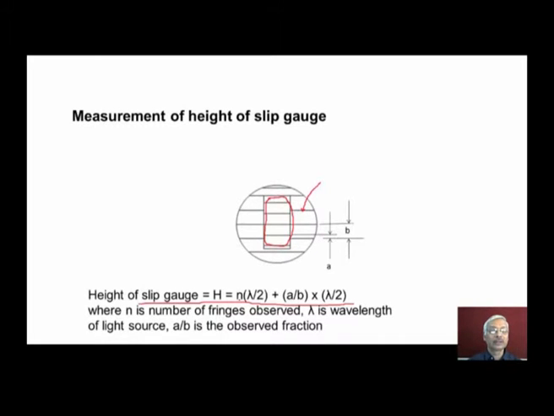So here n is the number of fringes observed, lambda is the wavelength of the light source, and a by b is the observed fraction. So there is provision to measure a and b, and then we can calculate this fraction, and then by inserting these values in the relationship we can find the height of the slip gauge.